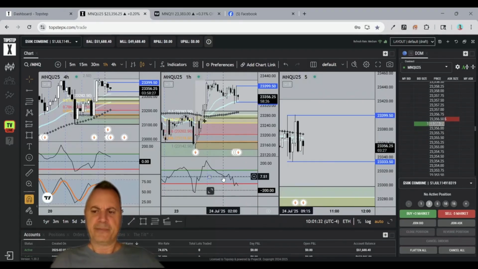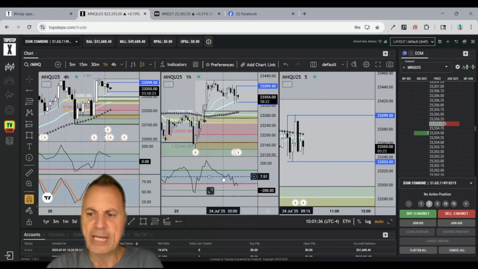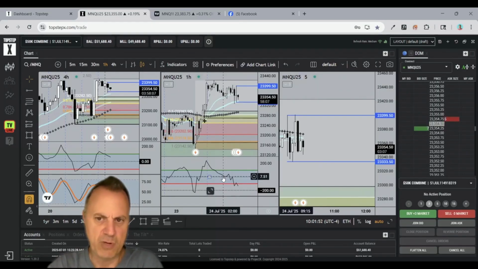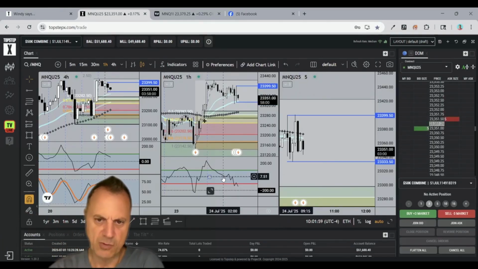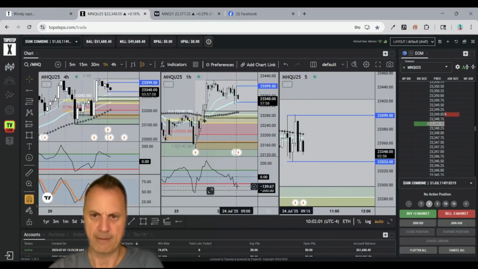Ugh. 10 a.m. and no breakout. We've seen that happen before, right? We don't really like that. Trend and momentum are fighting each other right now. The trend wants to go up, but the momentum is so strong to the downside, it's not letting it.